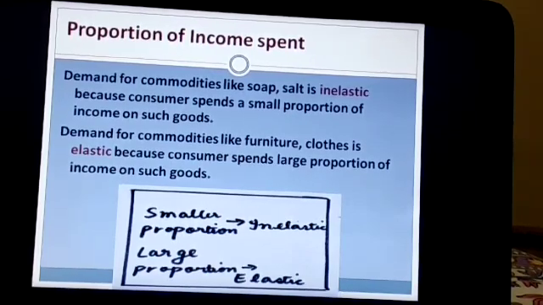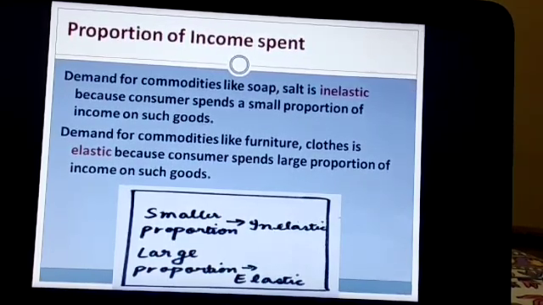In the same manner is the case of salt, right? If the price falls or increases, the demand won't change much. There will be very little change in demand. So the demand is inelastic. Why? Because people spend a very small proportion of income on such goods.